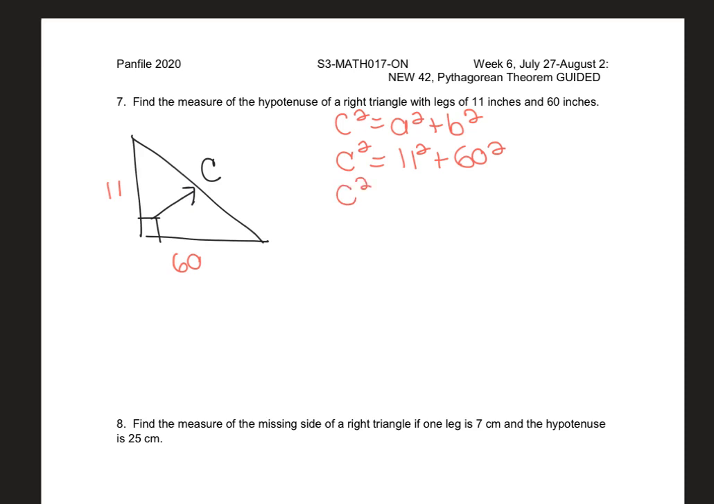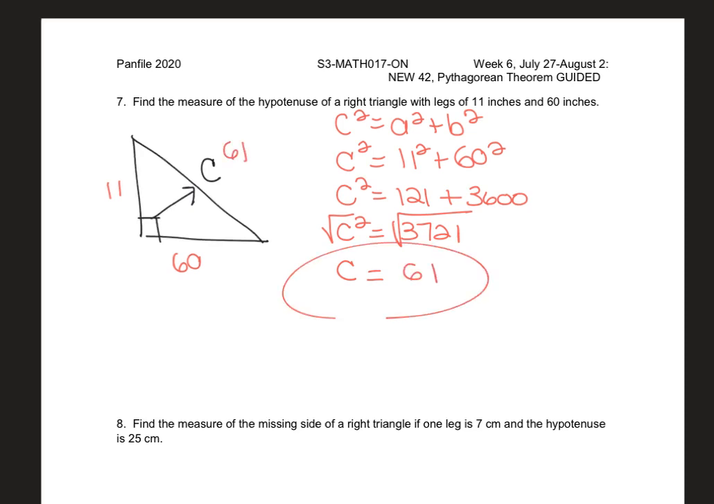And we get c squared equals 121 plus 3600. C squared equals 3721. And believe it or not, when you take the square root of that, always check if it is a perfect square to begin with, because 3721 is, and you get 61. So the hypotenuse is 61 inches.